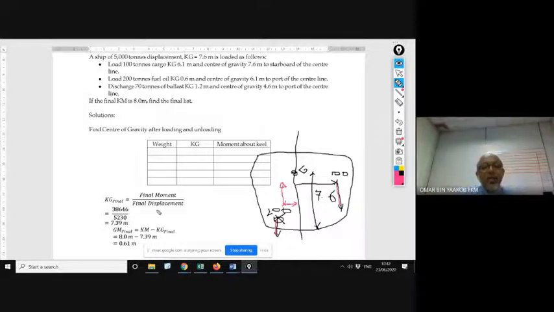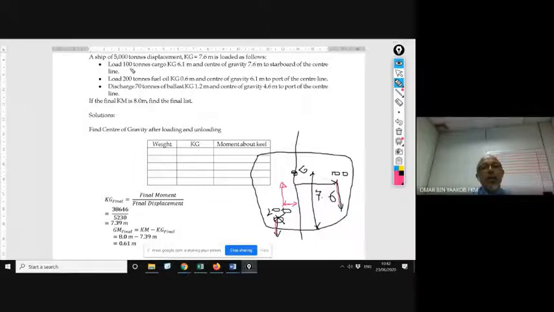No, this is not right. Okay, we need to check this. We need to check what the final displacement should be, not this one. This one might have been copied and pasted from somewhere else. I need to correct this as well.